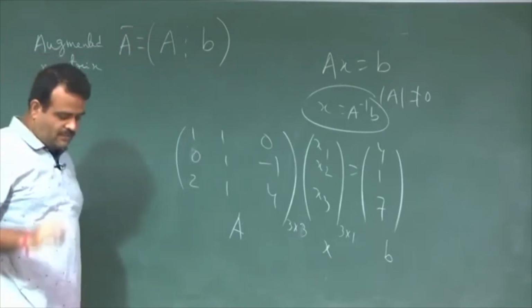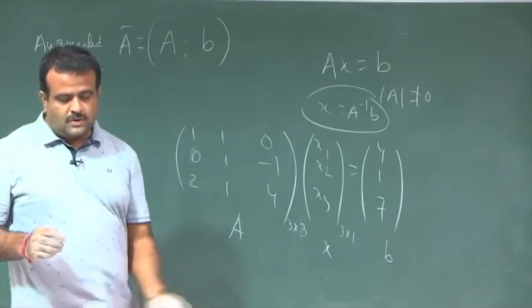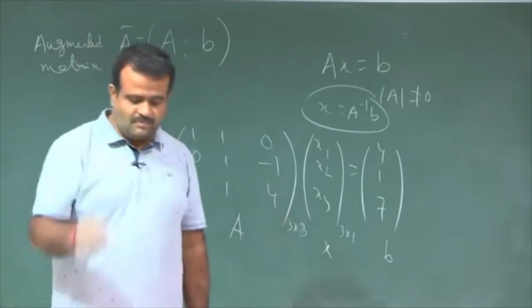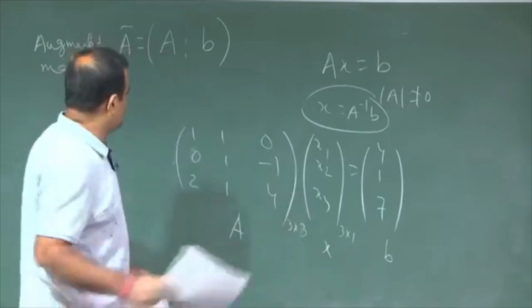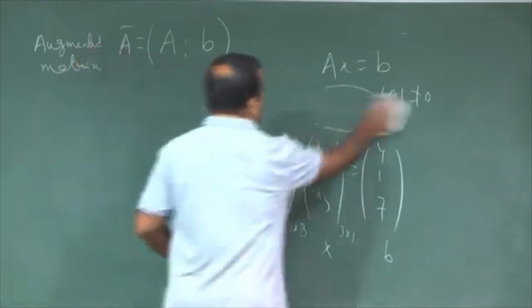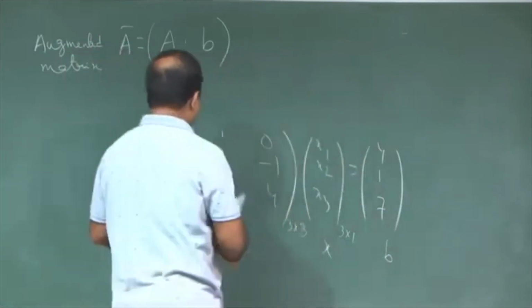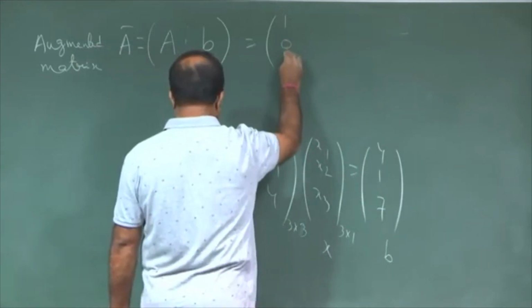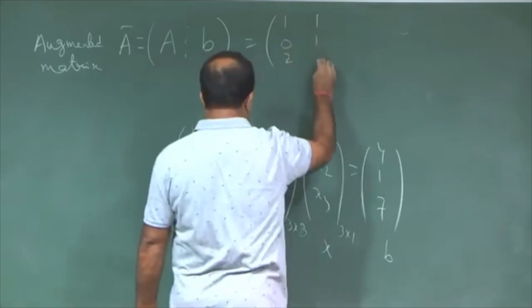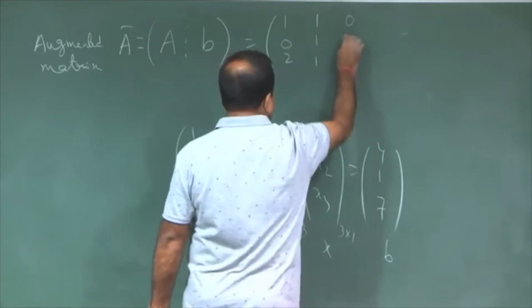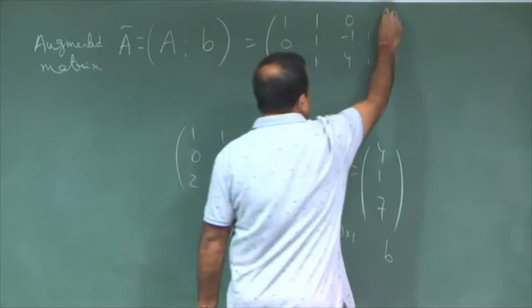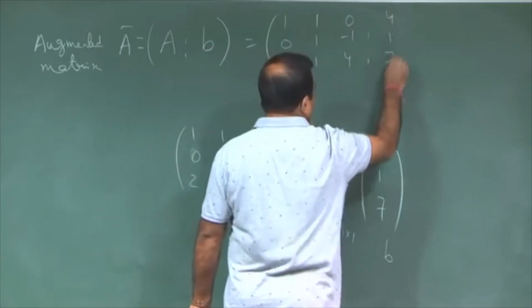Now, we will apply row operations on this augmented matrix and reduce it to some simpler form. How will we do that? We will see. What is the augmented matrix corresponding to this system? It is nothing but [1 1 0 | 4; 0 1 -1 | 1; 2 1 4 | 7], with the b component 4 1 7 on the right.